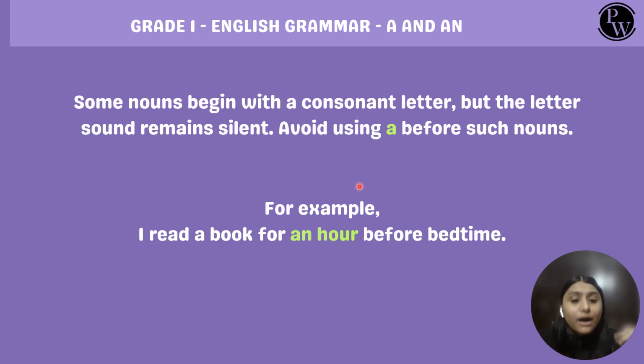Now, when we say hour, what sound does it make? It's an ow sound, which is a vowel sound. So what do we use before a vowel sound? We use an. So we'll always say an hour. In this example, I read a book for an hour, not a hour, but an hour before bedtime. Clear? Now this is a little tricky, but it's very easy. Normally we say a, but when the consonant at the start is silent, like in hour, we skip the article a and we say an.